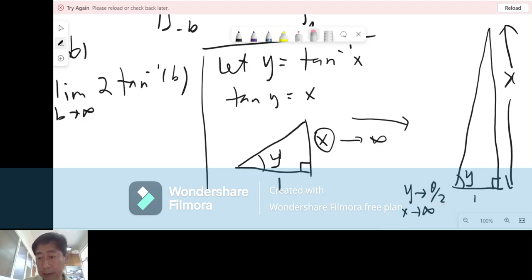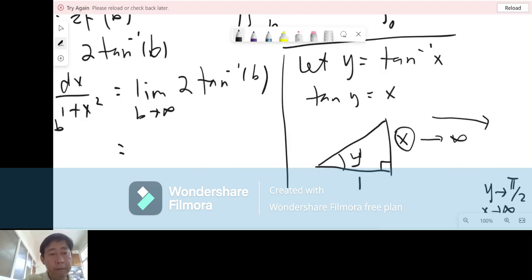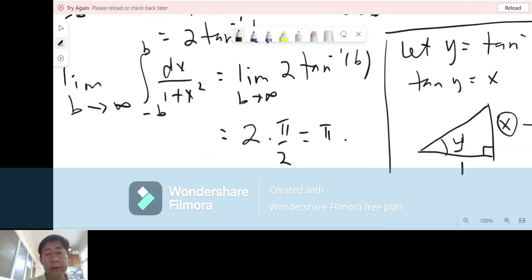Again, I made a typo here. This theta should be 90 degrees, pi over 2, instead of theta. So the answer for the limit of the function 2 arctangent b when b goes to infinity is simply 2 times 90 degrees, and that would be just pi. So we come to the conclusion that the integration of 1 over 1 plus x squared from minus infinity to positive infinity is simply equal to pi.